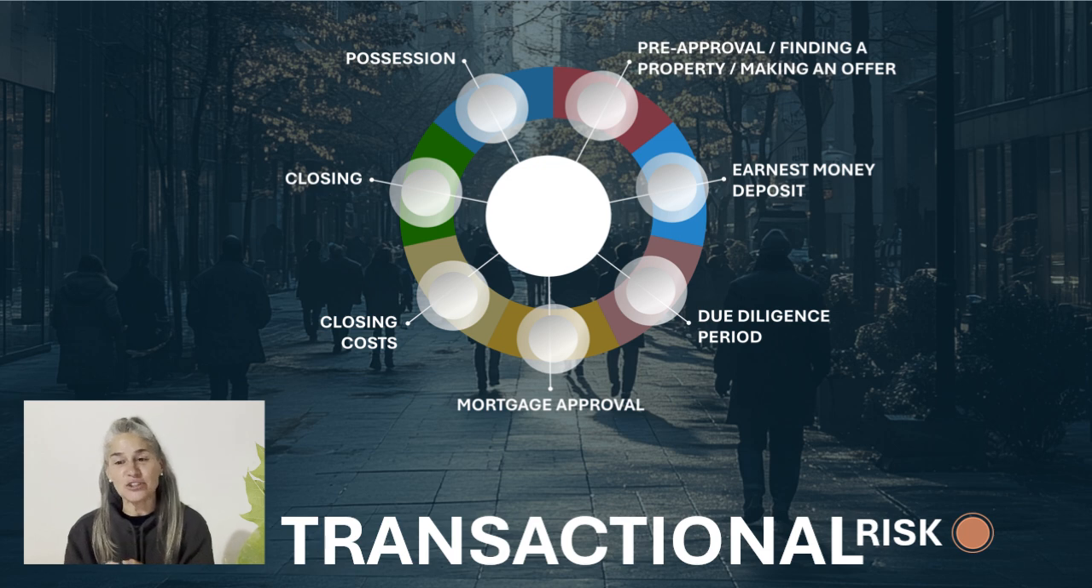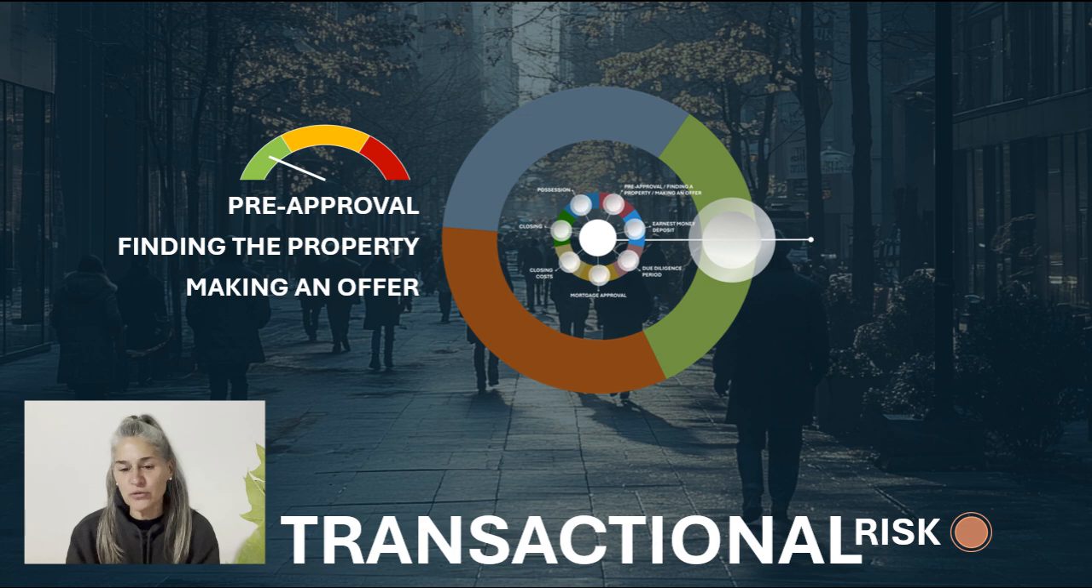As part of your transactional risk, you're going to evaluate the risk based on the stage or phase. These include the pre-approval, finding a property and making an offer stage, earnest money deposit, due diligence period, mortgage approval, closing costs, closing and possession stages or phases. Under your pre-approval, finding the property and making an offer stage, you will have the lowest risk. Why? Because of the preliminary phase that this involves.